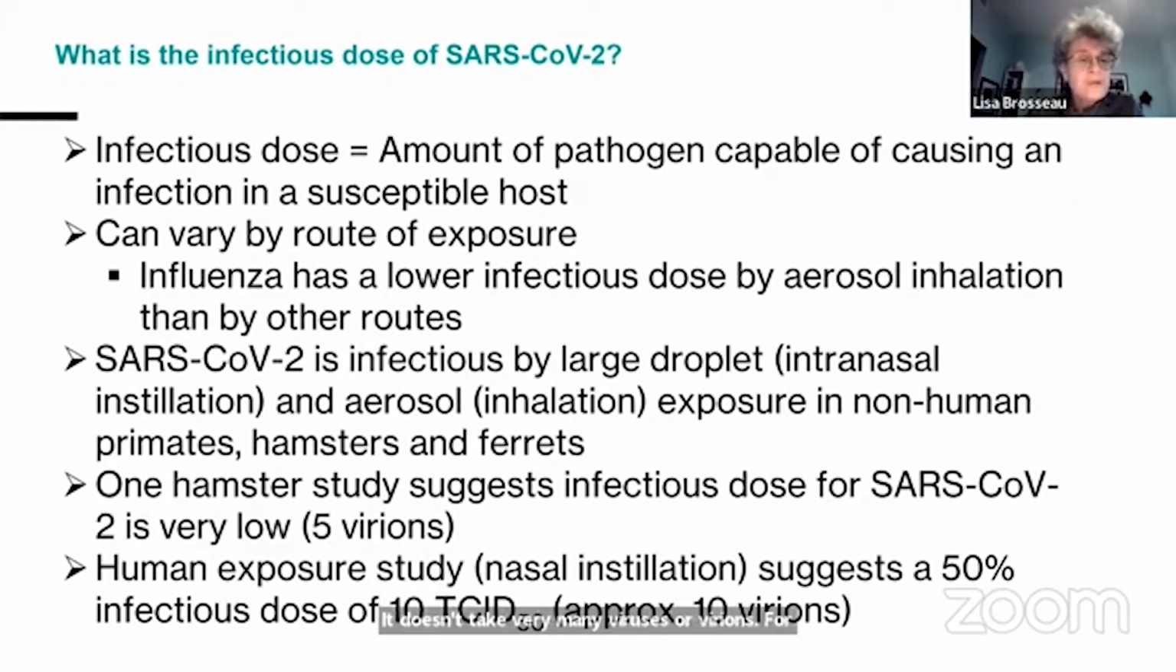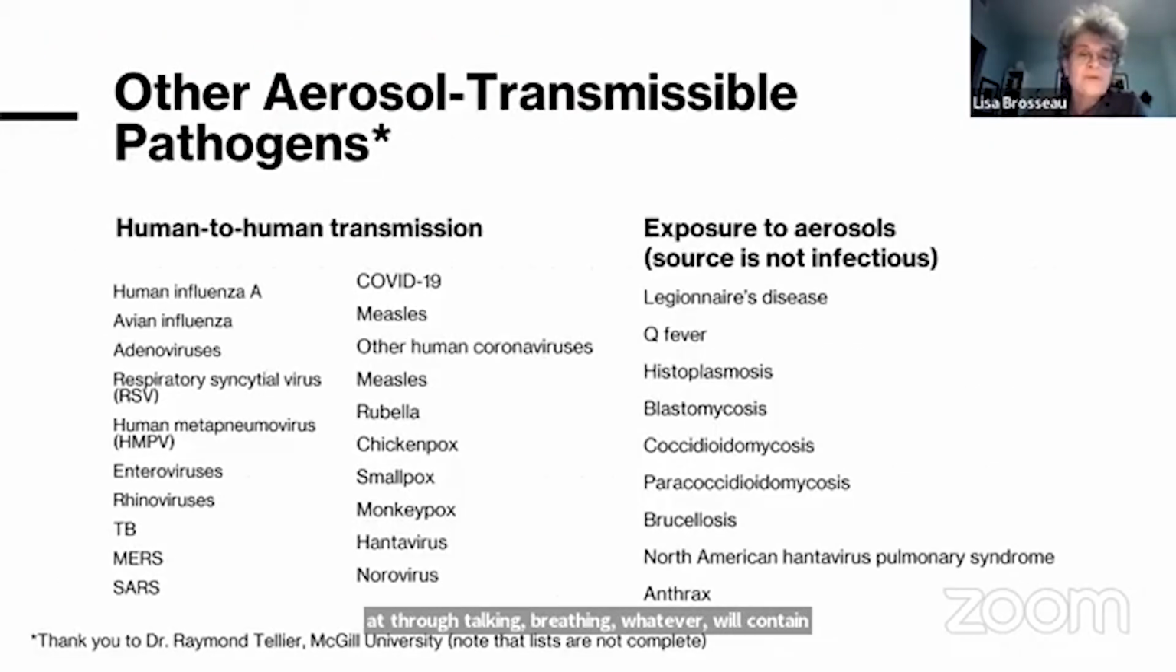We know a little bit about this from one hamster study, which suggested a very low dose of 5 virions by aerosol, and a human exposure study, which was done in England by nasal instillation, which suggested a 50% infectious dose of 10 virions. Again, these are very, very low infectious doses. An individual particle that somebody generates, through talking, breathing, whatever, will contain multiple virions. So it doesn't take very many of those particles.